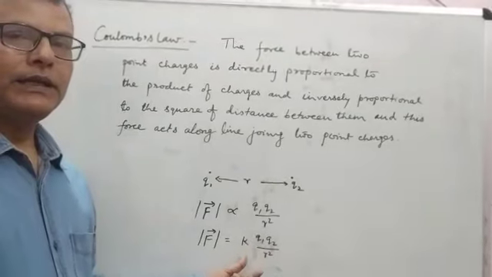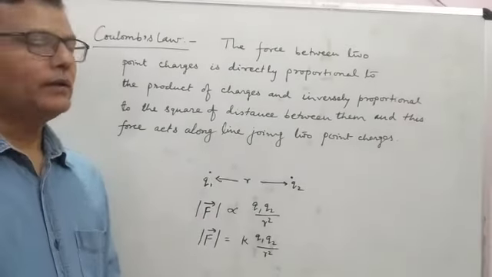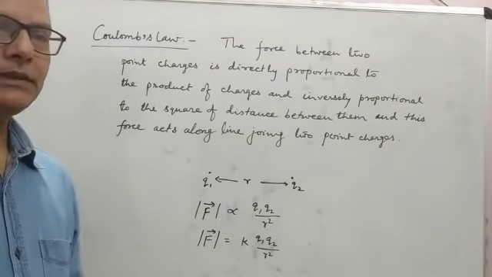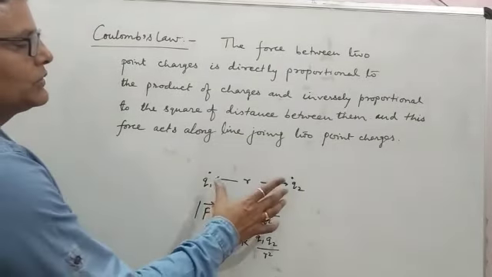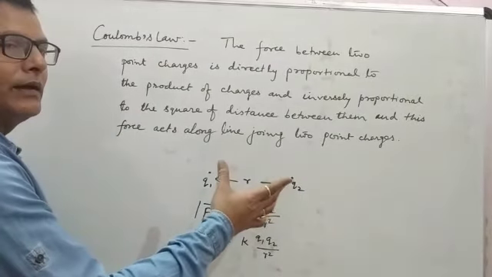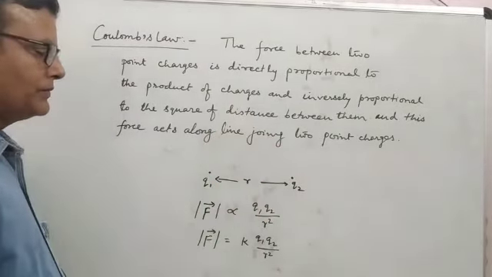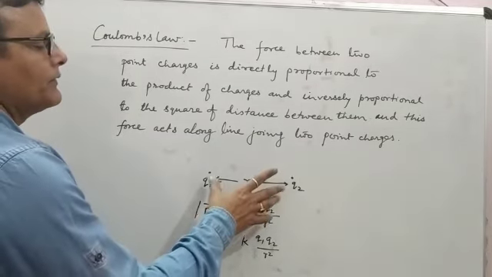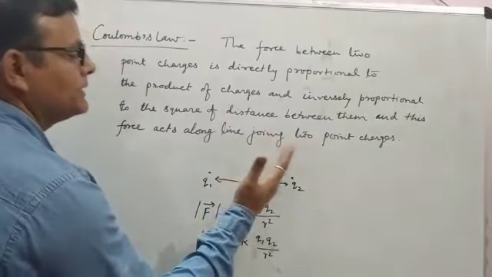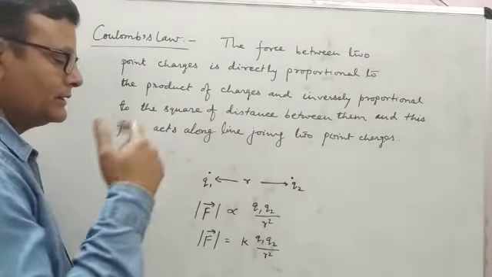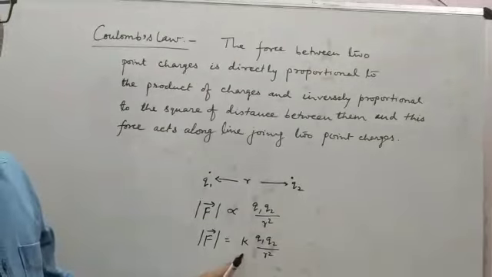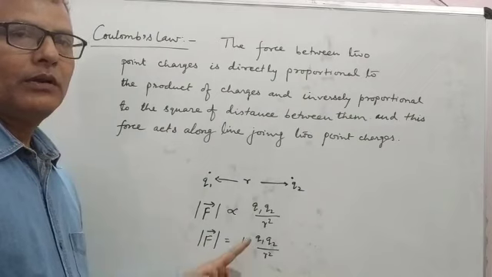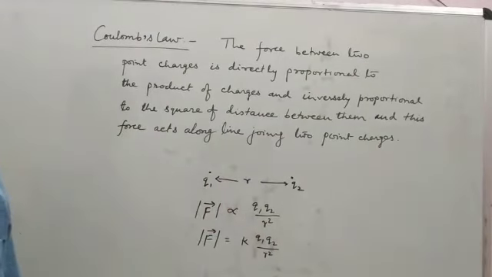and the value of K depends on the medium between the two charges. It means that when these two charges are placed in free space or vacuum, the value of K is different. If there is a plastic sheet between the 2 point charges, the value of K will be different. So the value of K depends on the medium between the 2 point charges.